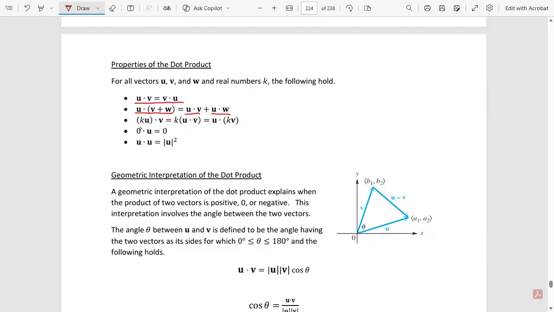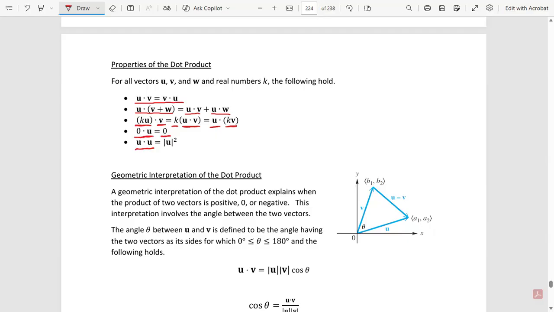And if you have a scalar multiplication of a vector and you want to do the dot product with another vector, it's the same as if you do the dot product with the two vectors first and then multiply by that scalar, or is exactly the same as if you do the scalar multiplication with the second vector and then do the dot product with the first vector. If we multiply 0 vector by any vector, we always end up to 0. And if we do the dot product for a vector by itself, it's exactly the same as the square of the magnitude. These are the properties of the dot product.